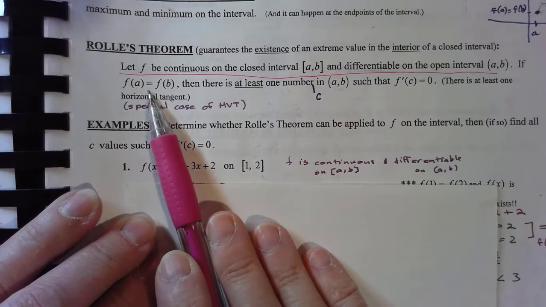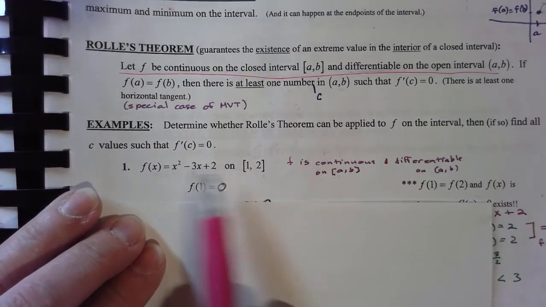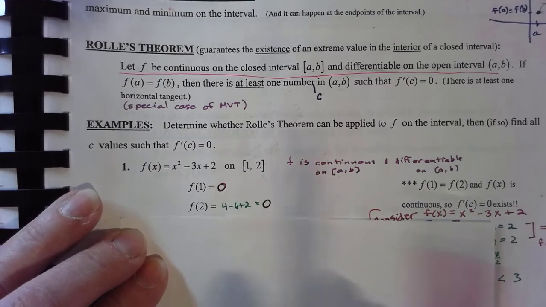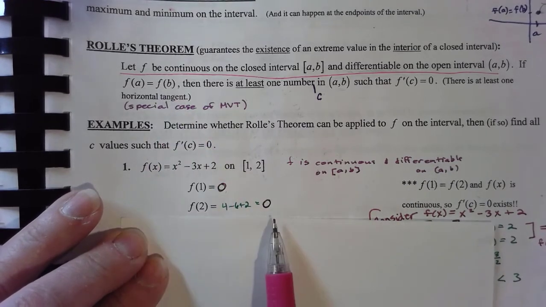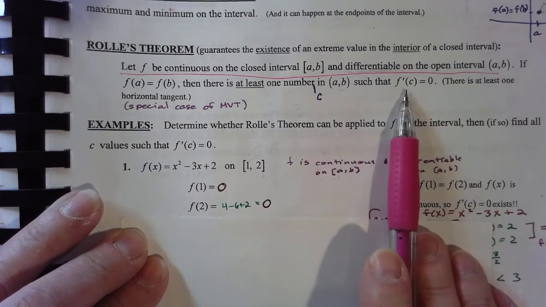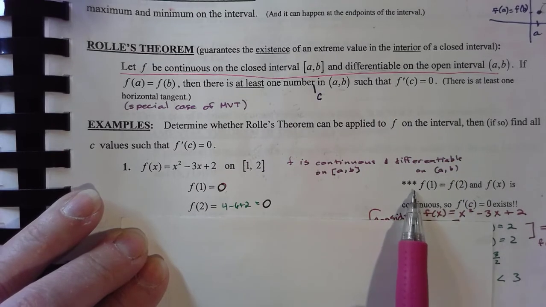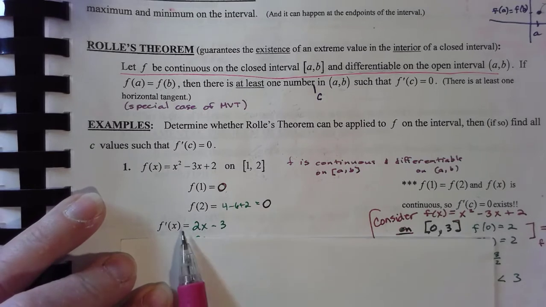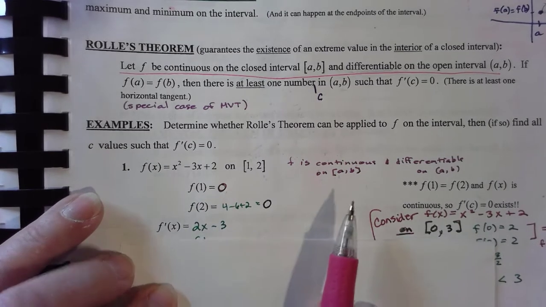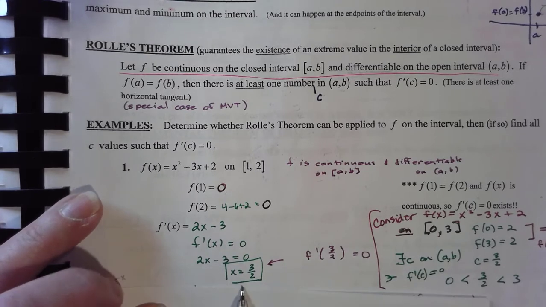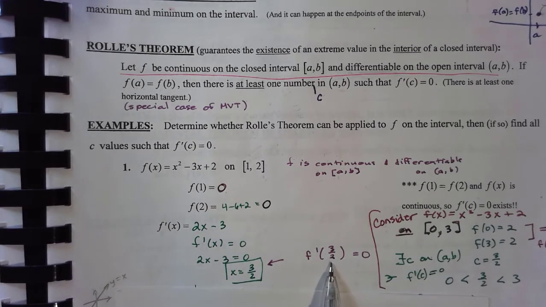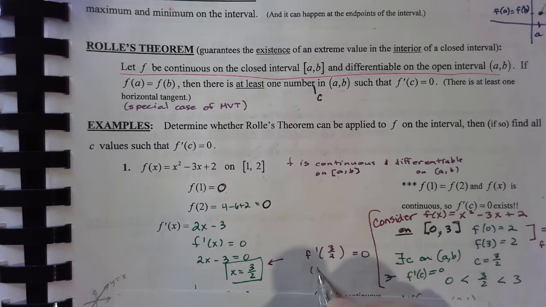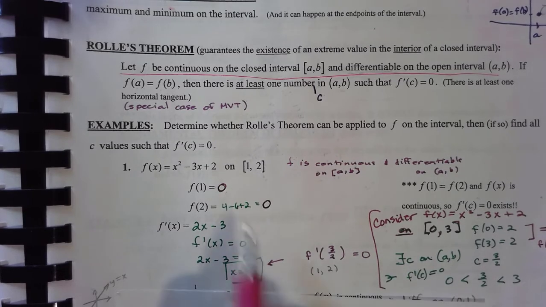So we've met that first condition. Now we need to show f at a equal to f at b. f at 1 is 0, f at 2 is 0, so now we've met that condition. Then there has to be at least one place where the derivative is 0. So since f at 1 equals f at 2, and f of x is continuous, then f prime at c has to exist. So here is f prime, and that is equal to 0 when x is 3/2. So f prime at 3/2 is 0. Notice that 3/2 is on the open interval from 1 to 2, which is where we have to be.